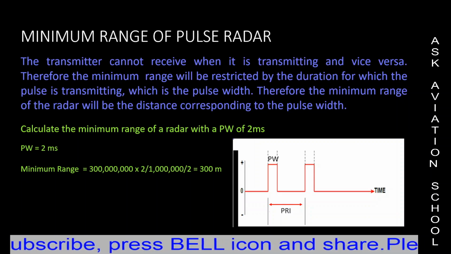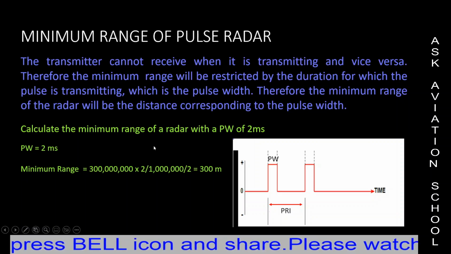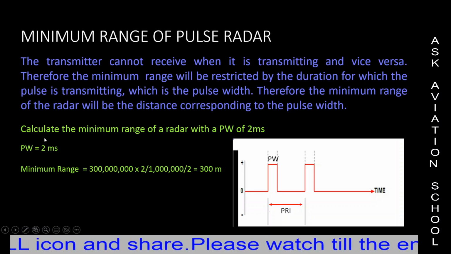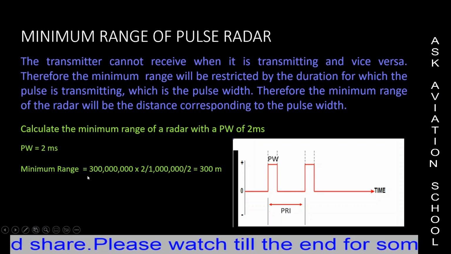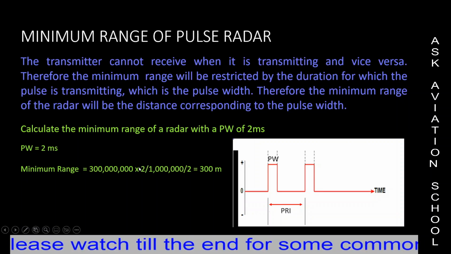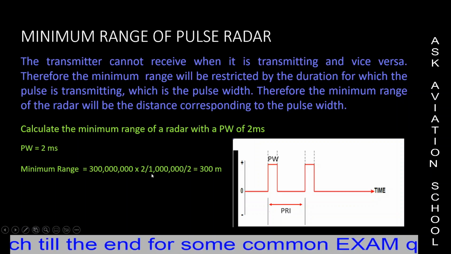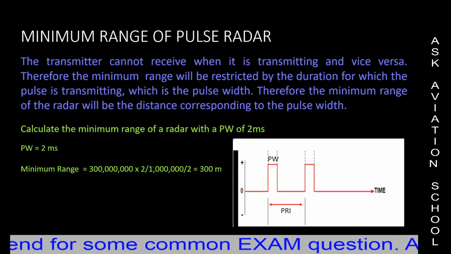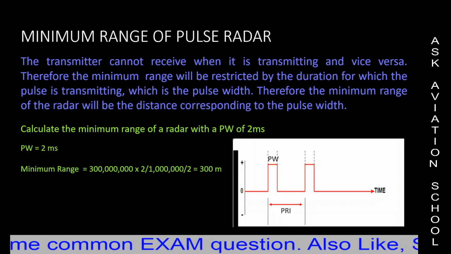So let's have a look at a numerical. Calculate the minimum range of a radar with a pulse width of 2 microseconds. So here, 2 microseconds is the pulse width. The minimum range is 3 into 10 to the power 8 meters per second, multiplied by 2 microseconds, which when converted is divided by 1 million, divided by 2, which gives me 300 meters. So if you have a radar with a pulse width of 2 microseconds, the minimum distance or range is 300 meters.